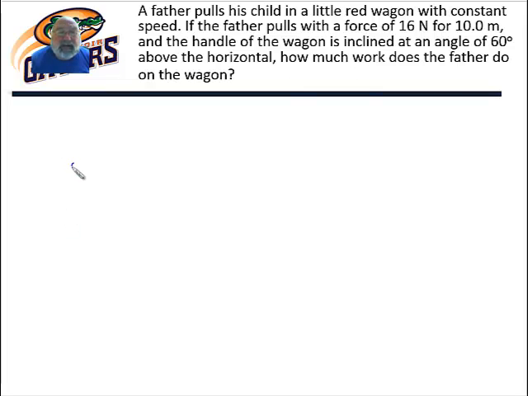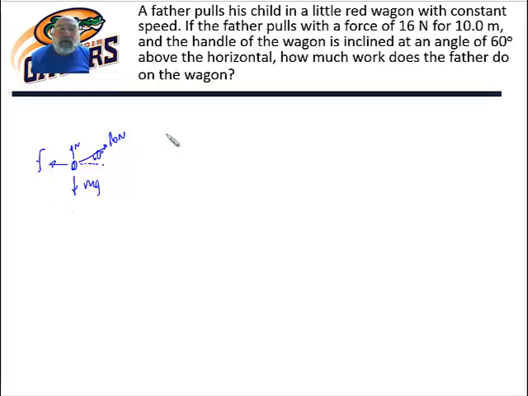Well, free body diagram time. We have the weight of the child in the wagon, m times g. We have the normal force from the ground. We have the force applied by the father, which is 16 newtons, and it's at an angle of 60 degrees. And then there's also some friction force.